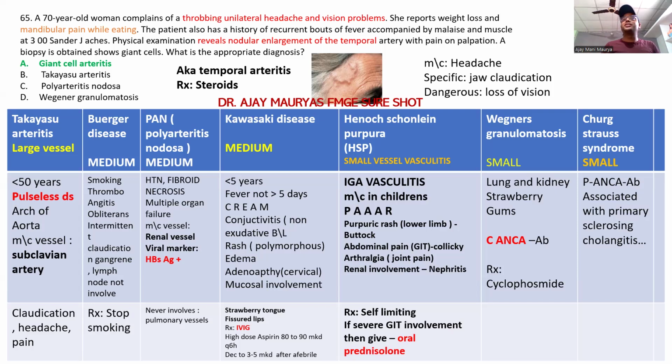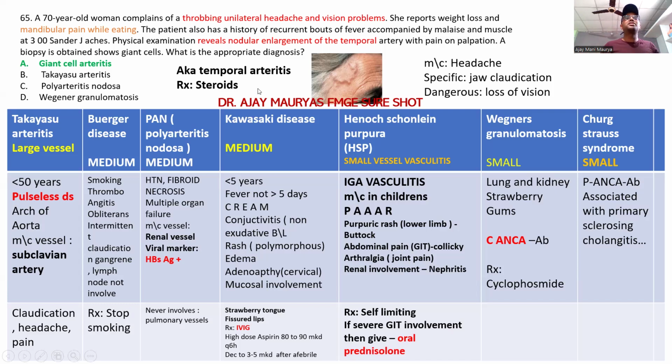This, guys, is a clear-cut case of giant cell arteritis, also called temporal arteritis. So these are the features of giant cell arteritis. You have to see that the most common presentation is headache. Specific is jaw claudication and dangerous is loss of vision. We'll see the image here also, guys.